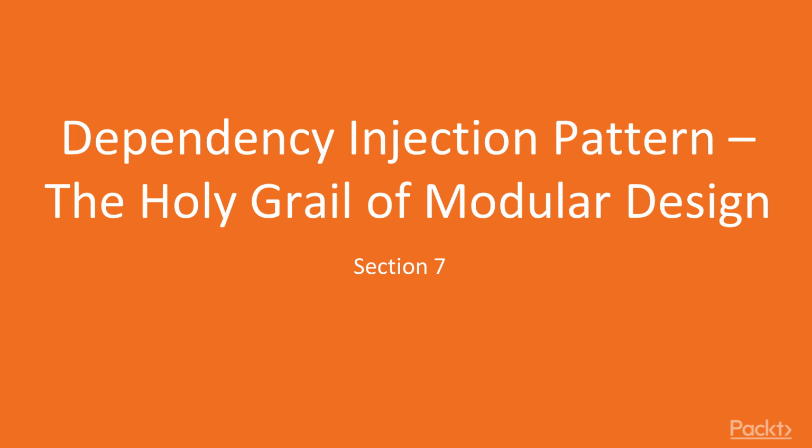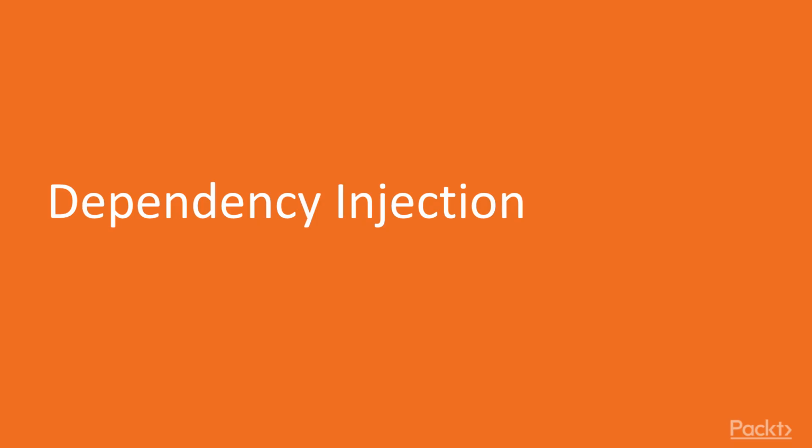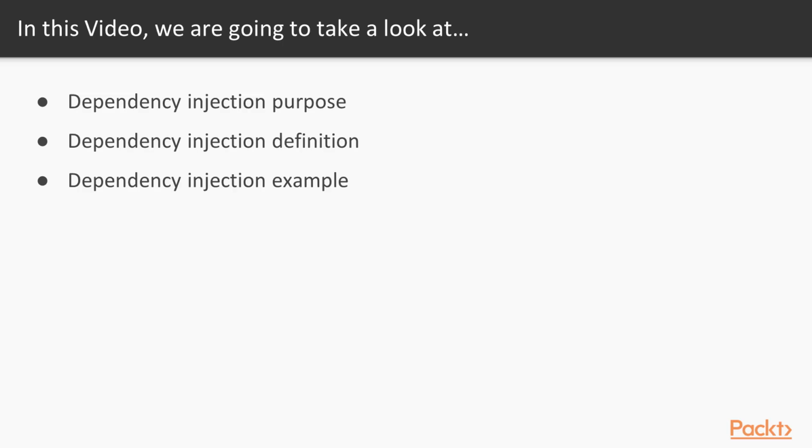There is a lot of confusion about the difference between the dependency inversion principle, inversion of control, and dependency injection. So let's see what dependency injection is all about. In this section, we are going to examine what dependency injection is, what dependency injection patterns and frameworks are, and talk about the composition root. So let's start from the first video of this section and take a closer look at dependency injection itself. In this video, we will see the purpose, definition, and one example of dependency injection.